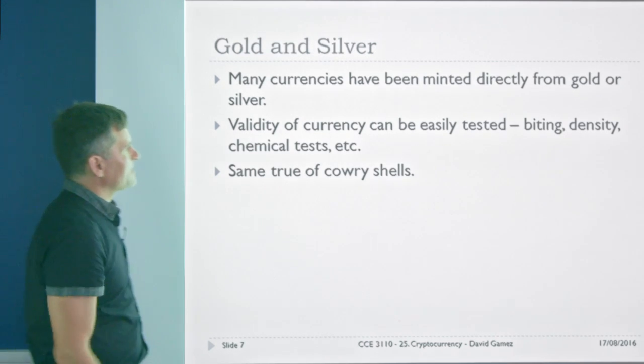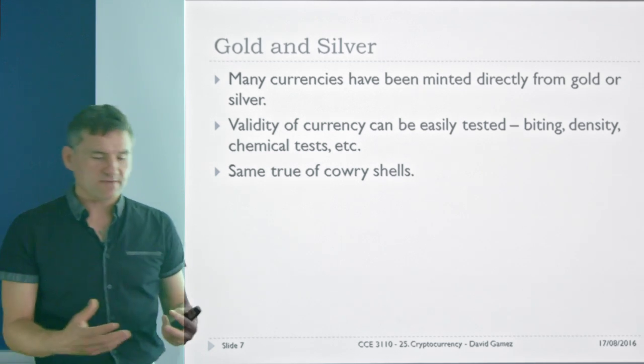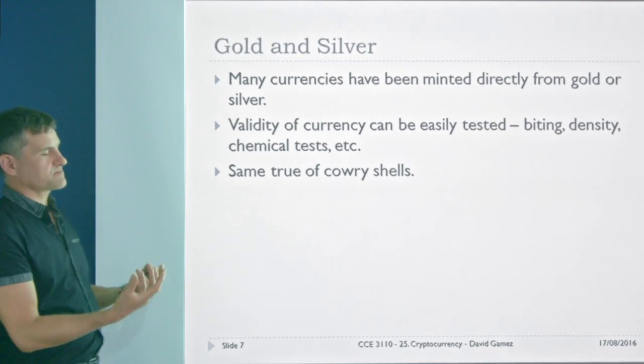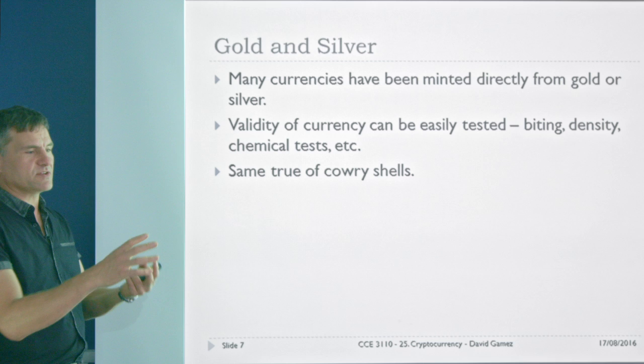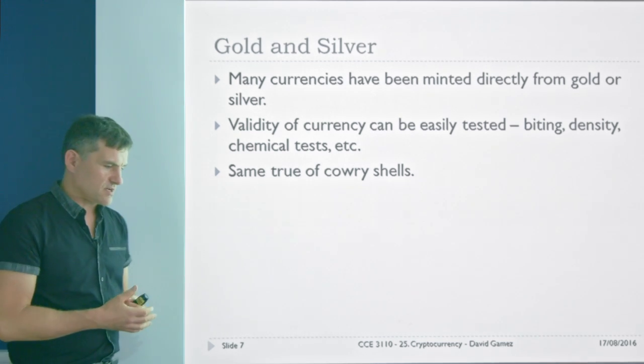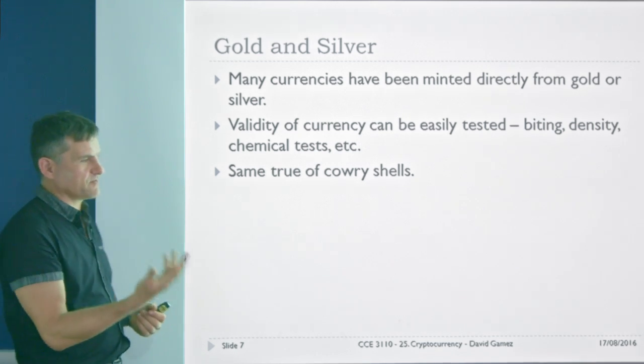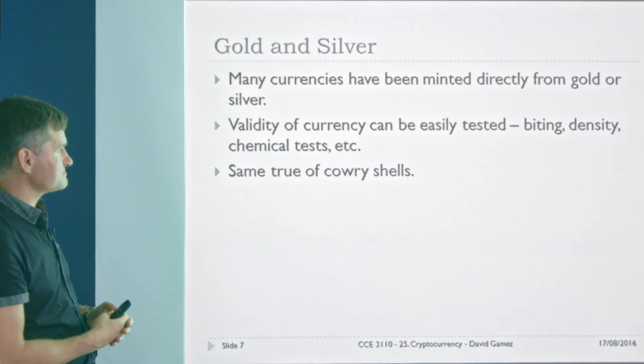So over the years, many currencies have been minted directly from gold or silver. In this case, what's written on the coin corresponds to its weight, if you like. So I think a pound, back in the day, would have actually weighed a pound, a pound of gold kind of thing.